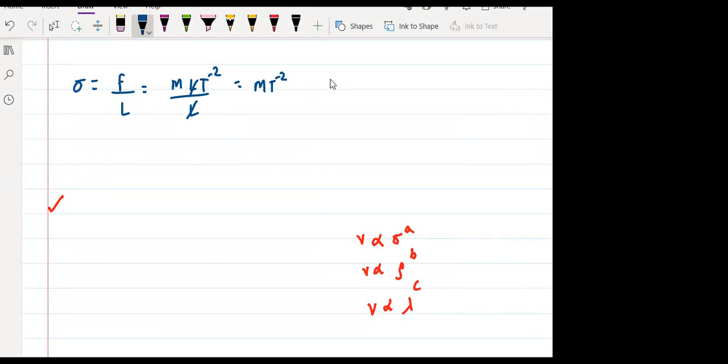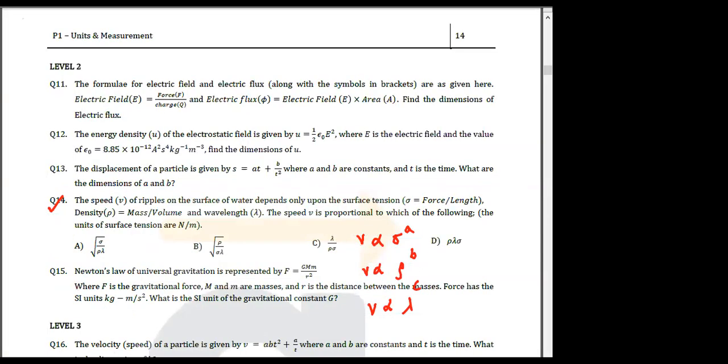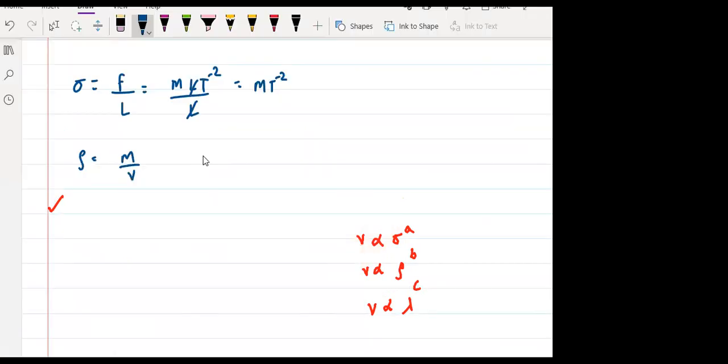Now the next is density. Density is mass per unit volume. It is given in the text. So I can say it is M by L cube. Volume is L cube, which gives M L to the power minus 3. Yes or no? Yes, very good.